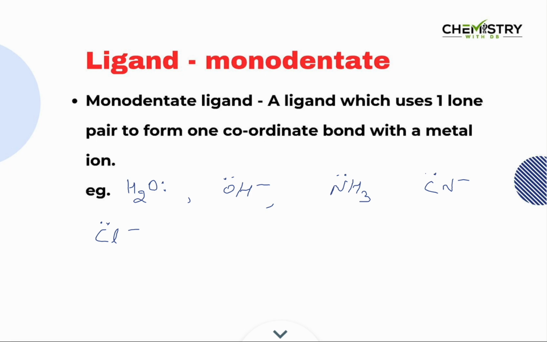For example, water. Now oxygen has got one lone pair here. In hydroxide ion also oxygen has a lone pair. In ammonia, nitrogen has a lone pair of electrons. In case of CN minus, carbon has a lone pair, and chloride ion, bromide ion, iodide ion. So all of these are monodentate ligands because they use one lone pair to form one coordinate bond.